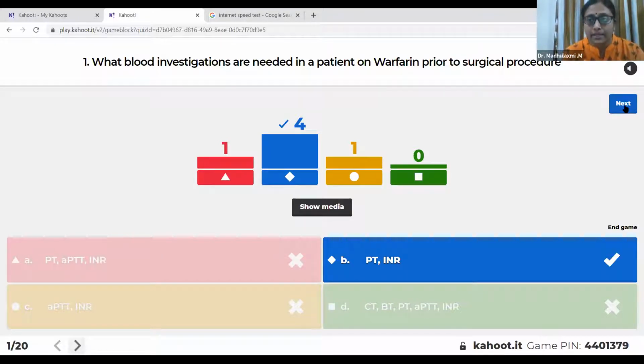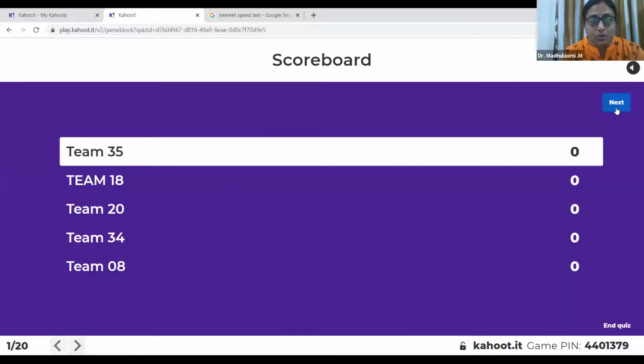However, if you suspect that the patient can have a disseminated intravascular coagulation, then you might want to also check your APTT. Next question. Oh, before that, the scoreboard. Team 35 is on the lead, followed by 18 and 20. Question 2.